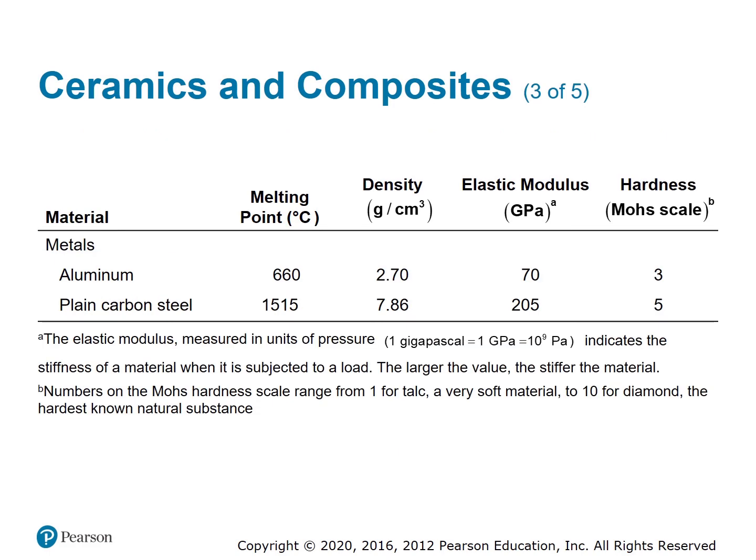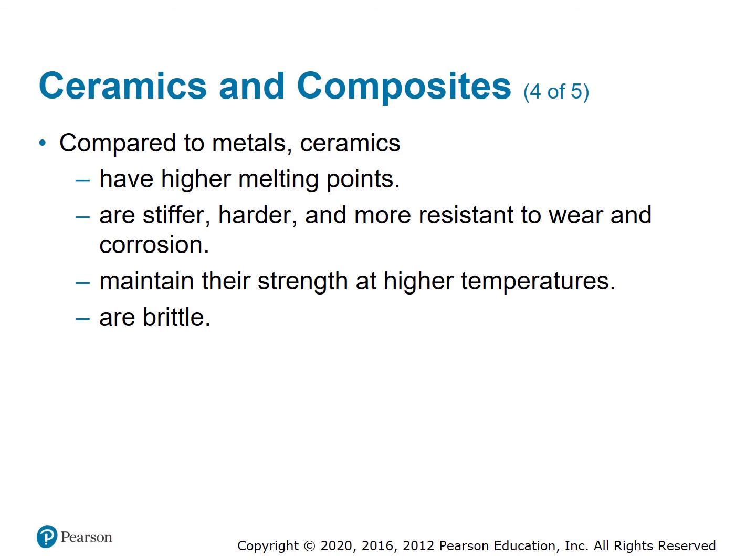Comparing the values on the previous chart to those of some common metals, say aluminum and steel, you can see that the ceramics are much harder and higher melting, while having a density much lower than that of steel, and roughly similar to that of the much less dense aluminum. Ceramics also tend to have a much higher elastic modulus, or essentially they're much stiffer compared to metals.